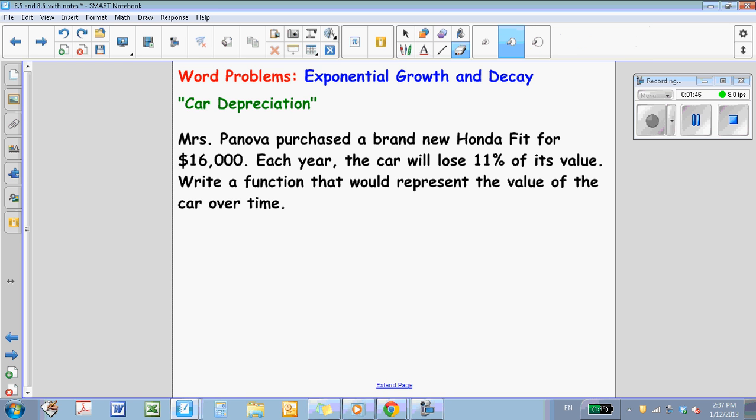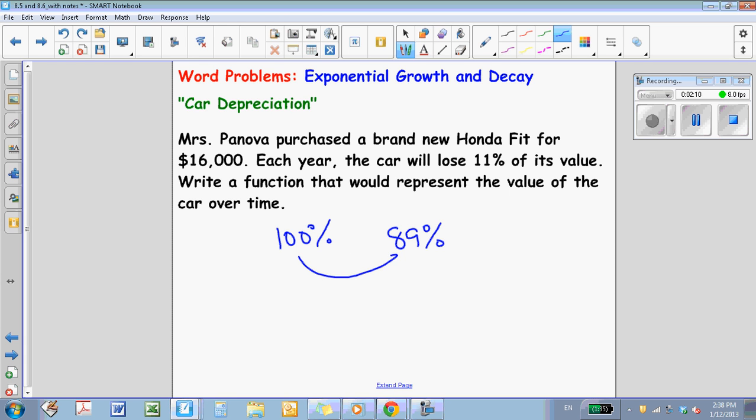Okay, before we do anything else, I want to just think about the percents and how they work. We start with 100% of something, right? So we're going to lose 11% of the value. If I'm going to lose 11%, now I will end up with 89%. And then I'm going to lose 11% of that. So to get from 100 to 89%, we're going to multiply by 0.89. So that's going to be your decay rate.